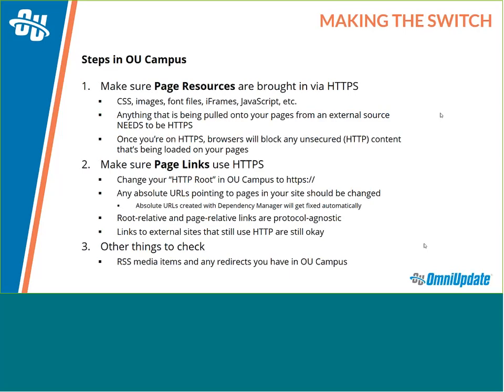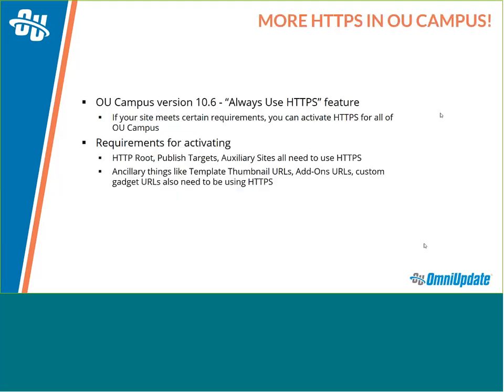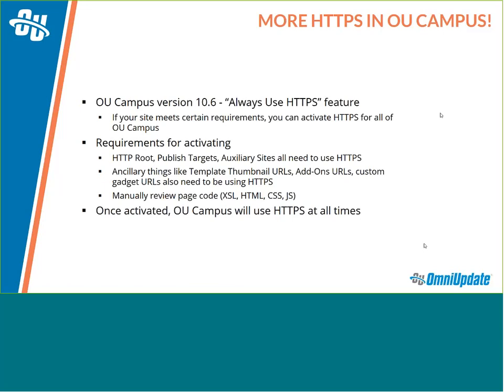Once all this stuff is done and once your production server has been set up, then you can essentially go through some of these other things and just say, yep, I've got all of this stuff served over HTTPS as well. And once that's good to go, then you can turn on this always use HTTPS feature. And OU Campus, when you're in the CMS, will use HTTPS at all times.